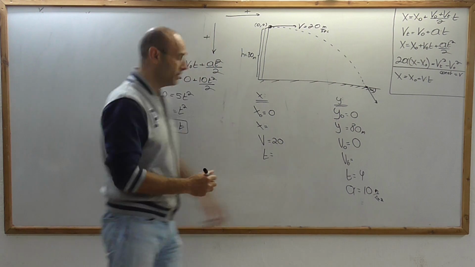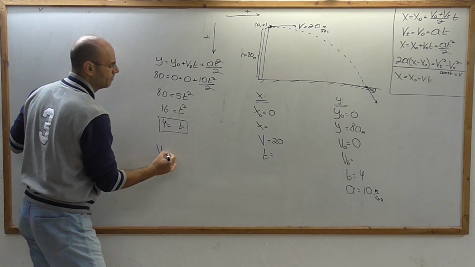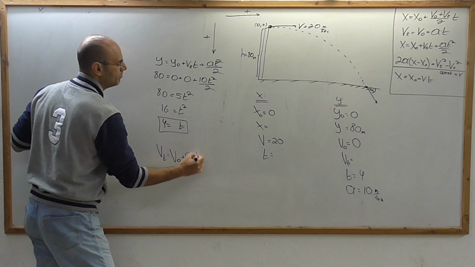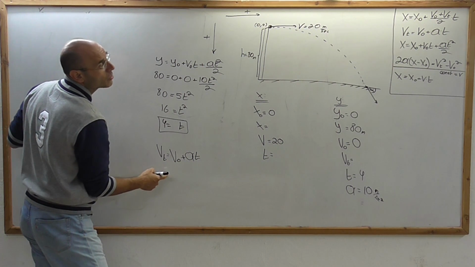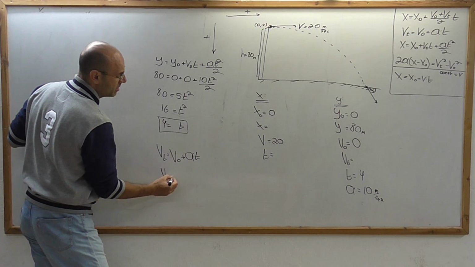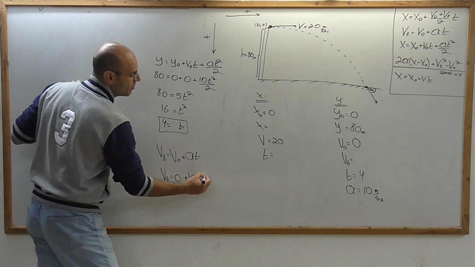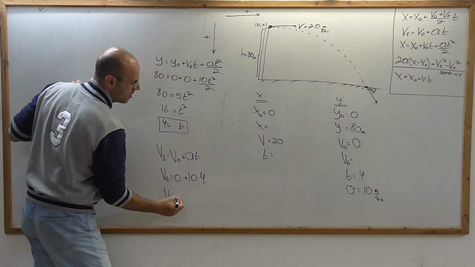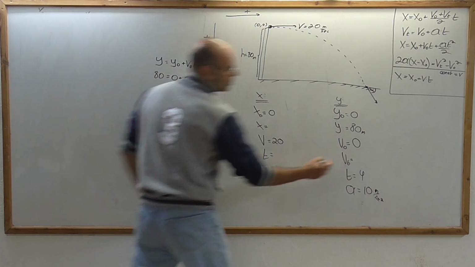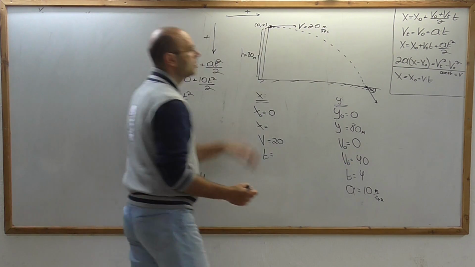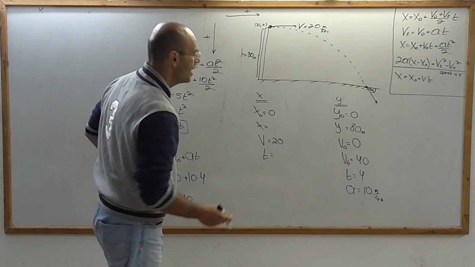Now I can find the final velocity with this equation. Okay, let's put some numbers here. V final equals V0, which is 0, plus 10 times 4, which is 40. So it reaches the ground with a velocity of 40.